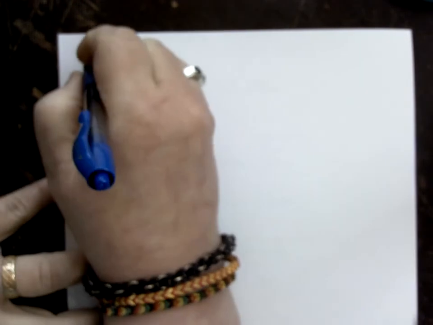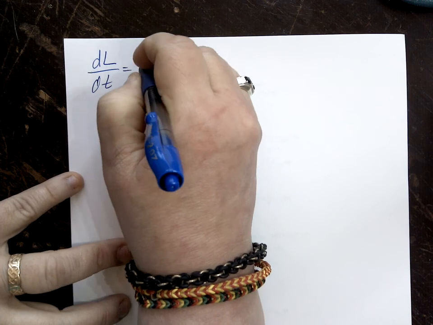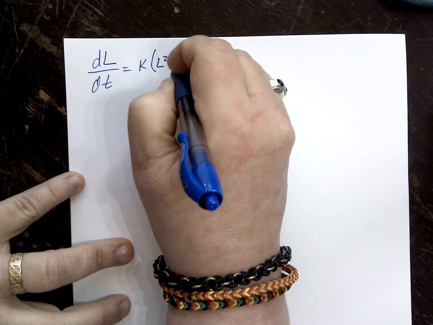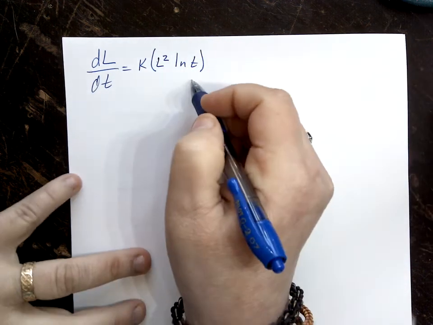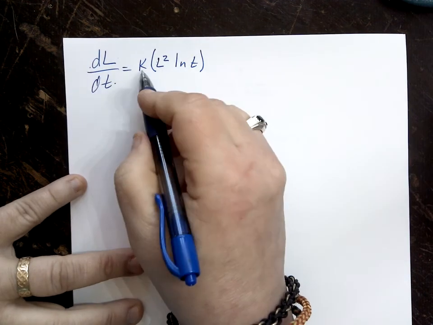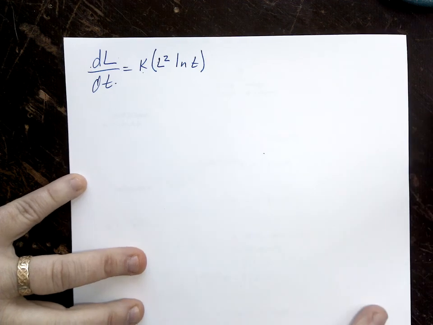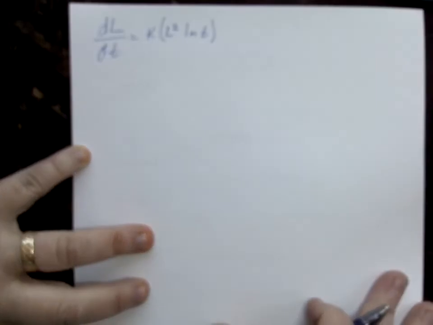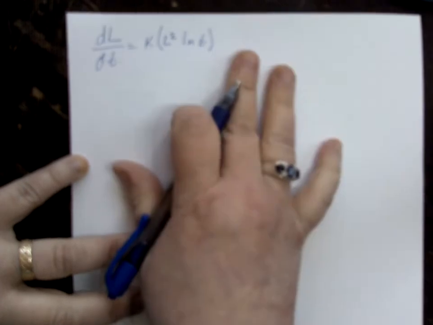Suppose I'm given that dL/dt is equal to k times L squared times natural log of t. I'll put the k on the outside. And since we have dL/dt, that means L and t are our variables. So this k is a constant, and I can't change it. So let's separate. Since it's a constant, it doesn't really matter what side it's on. I don't know why the focus is doing weird stuff. Sorry about that.